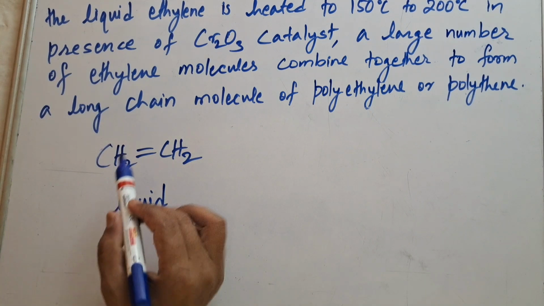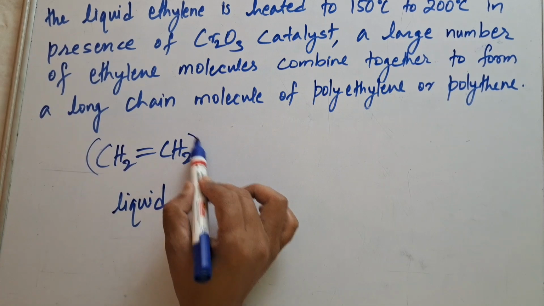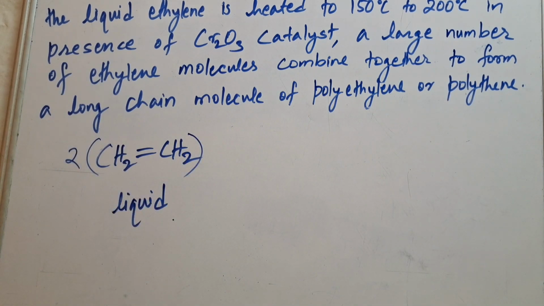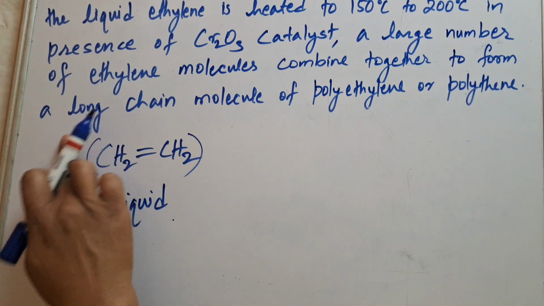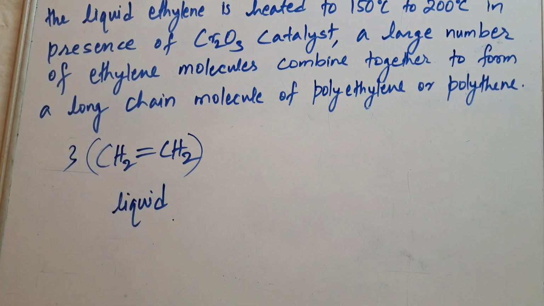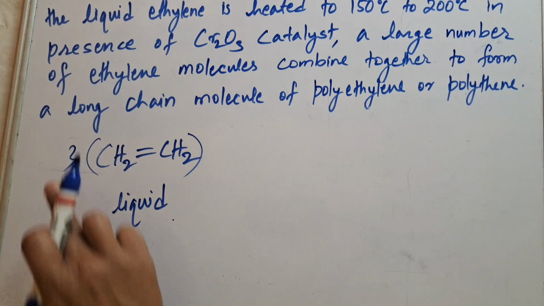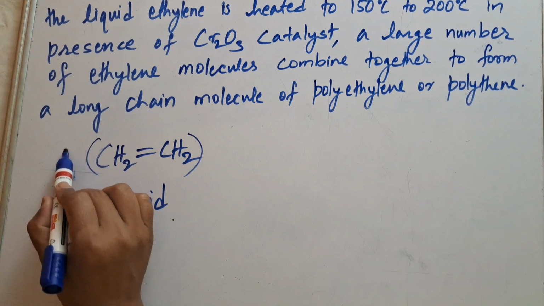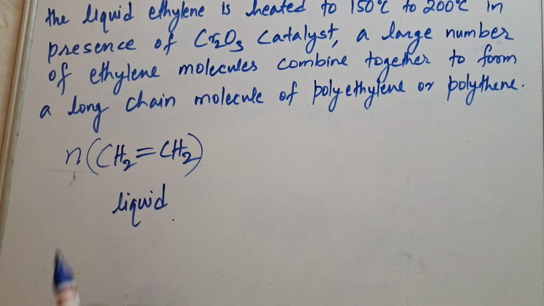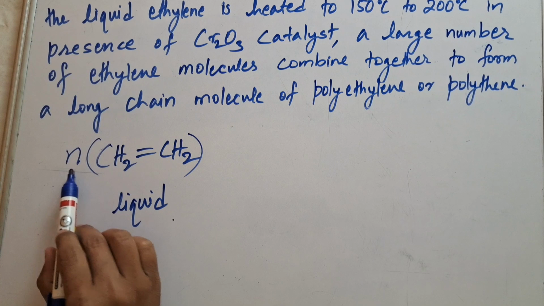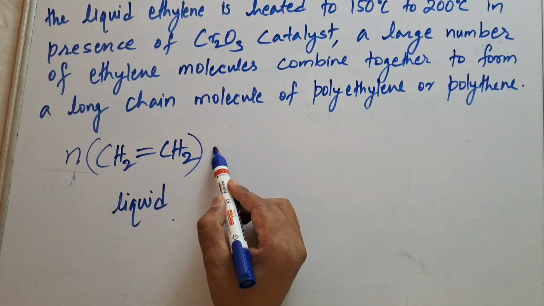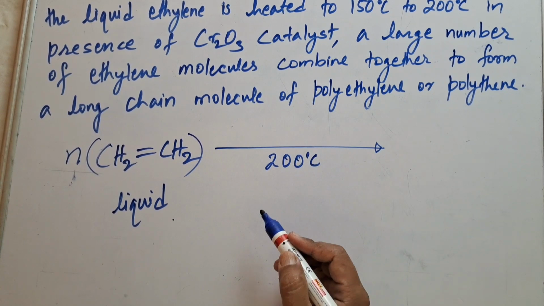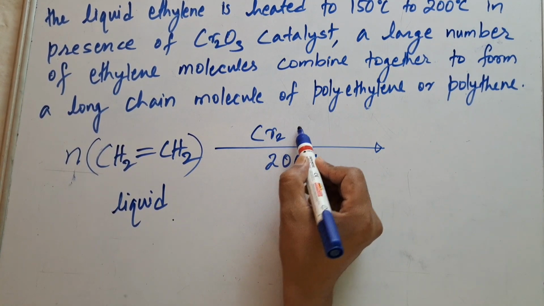Now let's understand this. This is one molecule of ethylene, isn't it? Now if I multiply this with 2, this becomes 2 molecules of ethylene. If I multiply this with 3, this becomes 3 molecules of ethylene, isn't it? Now, a very large number of ethylene molecules becomes n molecules of ethylene, okay, where the value of n is very large. N molecules of ethylene, when heated up to 200 degrees Celsius in presence of chromium oxide as catalyst.